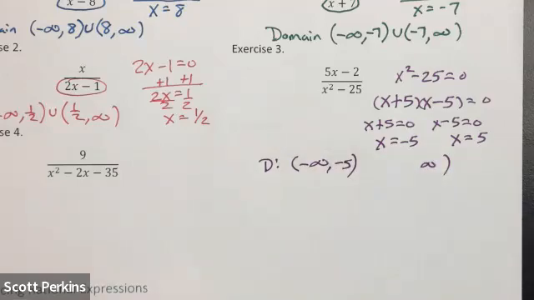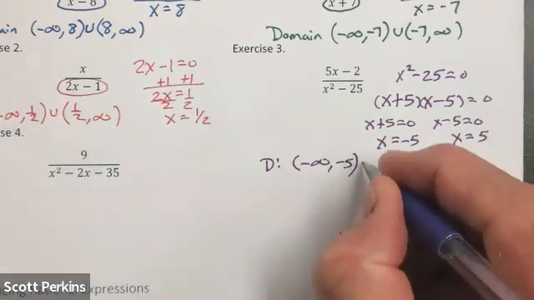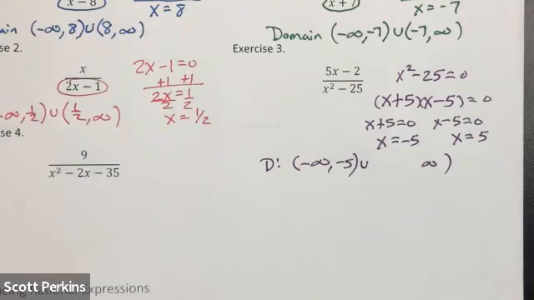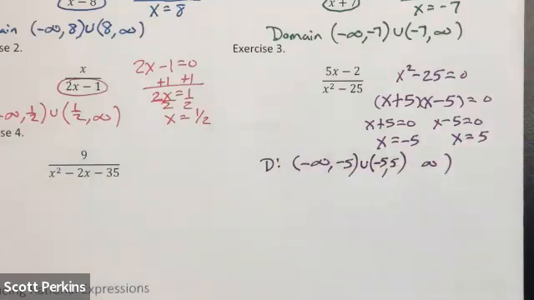And now here's the part that you might have forgotten. I understand because I didn't do one for you yet. So if you didn't put this part in, I get it. Now we have to show that there's values between negative 5 and 5. So I'm gonna put a little set of parentheses here from negative 5 to 5.